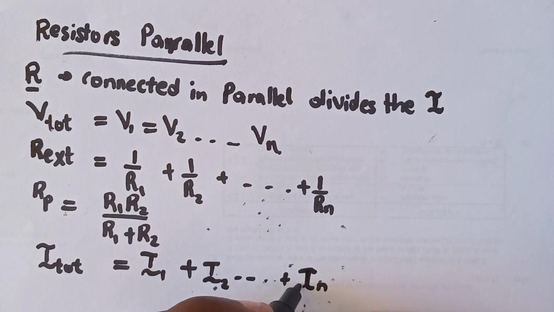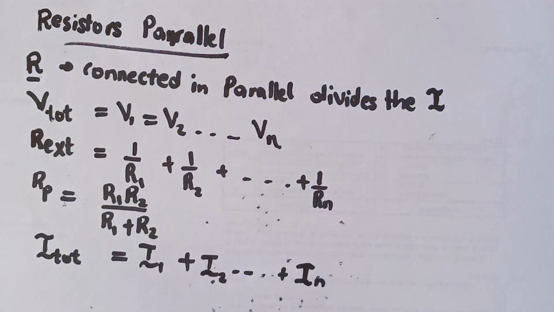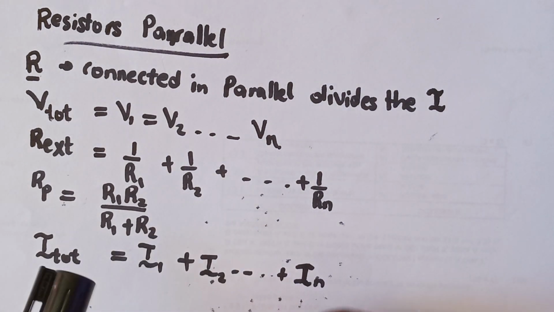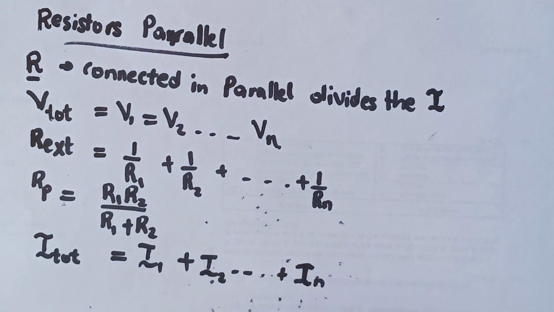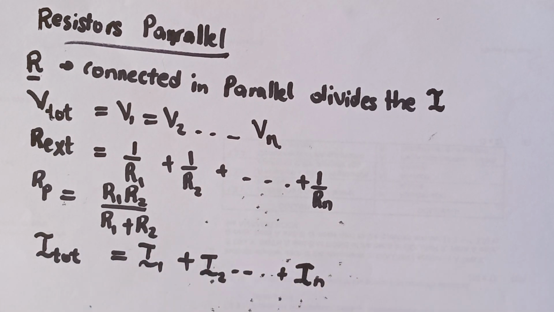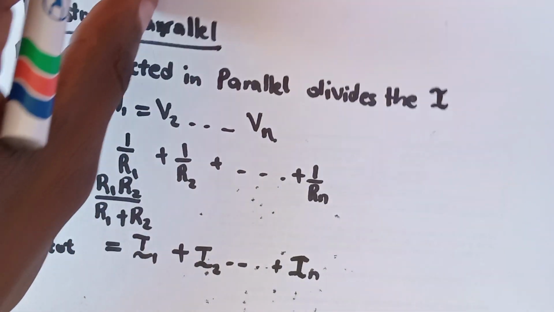You see? So they divide the current, and when they divide the current here, they make the current for the whole circuit when you add I1 and I2. So I talked about the current that is divided.